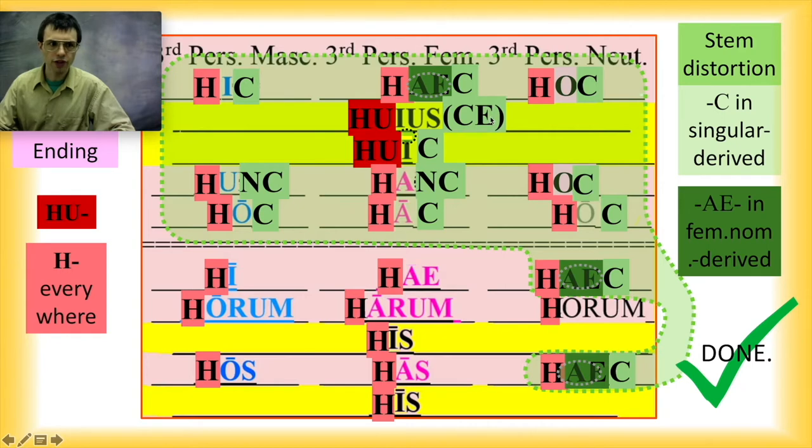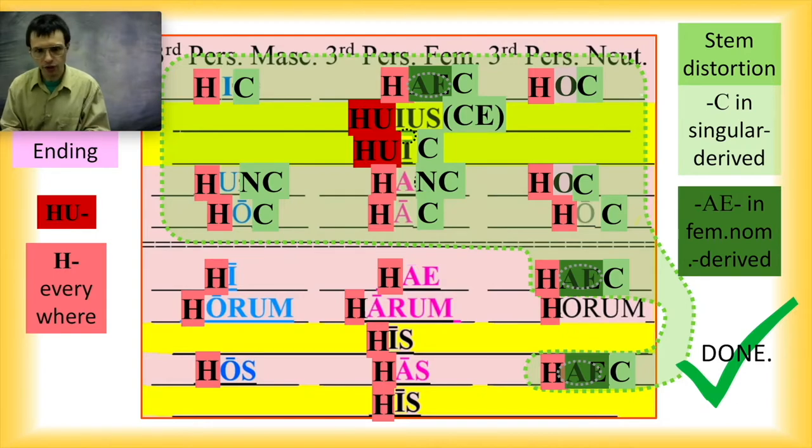Now I want to draw your attention to this CE suffix here in the genitive singular. I put that in to create uniformity among all the singulars so that they all now have C in them. But this CE is actually pretty rare, though it does exist. It certainly does exist sometimes, but usually it's just huius. So, you know, that's something to be aware of.